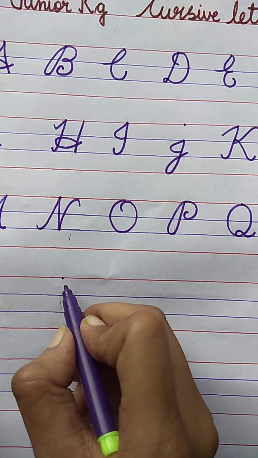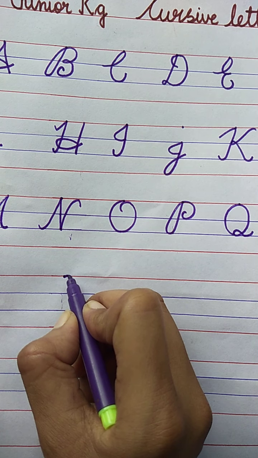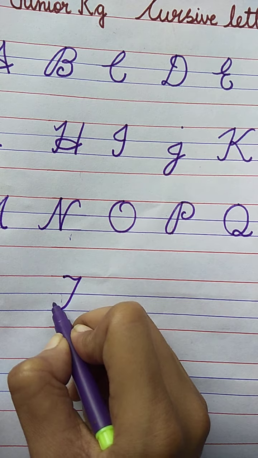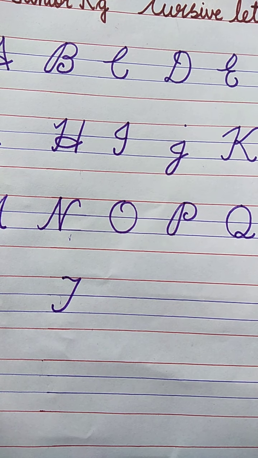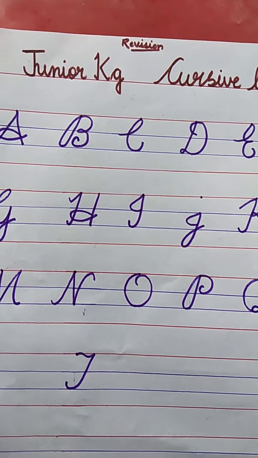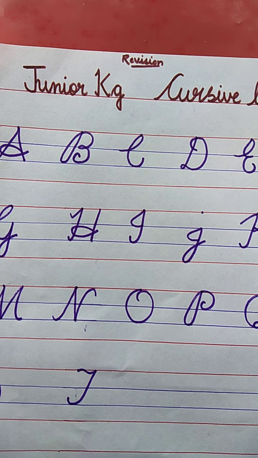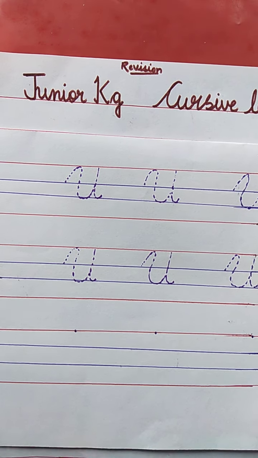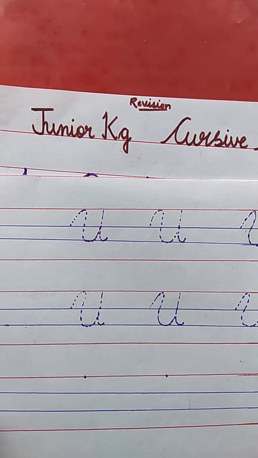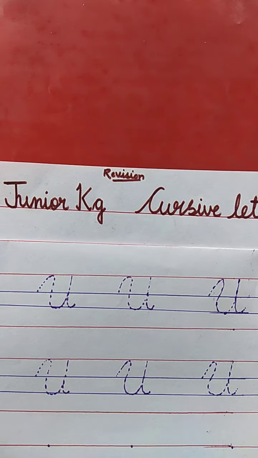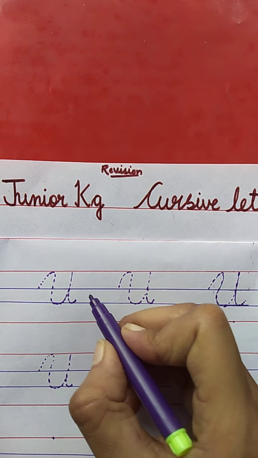Now tell me the next letter. T. T for tap. See here, a curved line, slanting line, and again a curve. T for tap. The spelling of tap is T-A-P. Tap. Now T for tap के बाद कौन सा लेटर आता है children? U. U for umbrella. Now you have to match the dots and make the letter U.